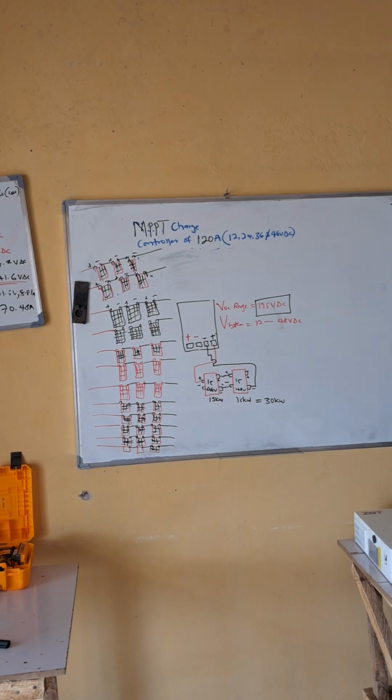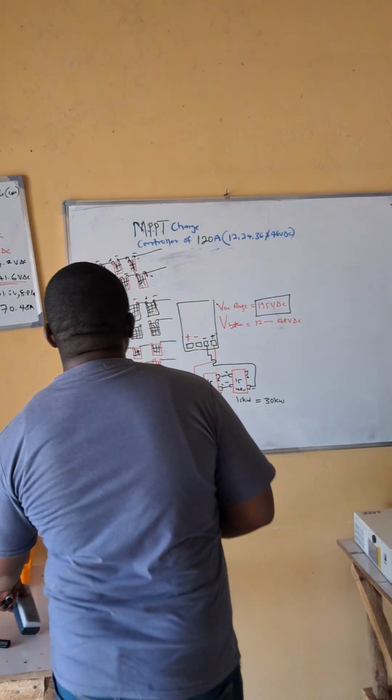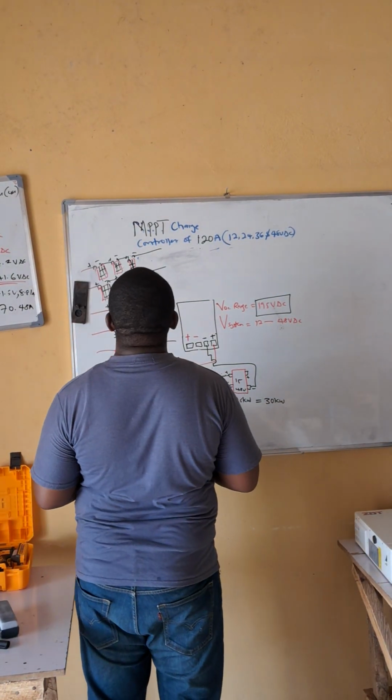The essence of connecting panels in series to form a string is to what? To align with what? The VOC range. And our VOC range is 195. So we can connect more than 3 panels in series to get a wide range of open circuit voltage, only when you are dealing with an MPPT solar charge controller.